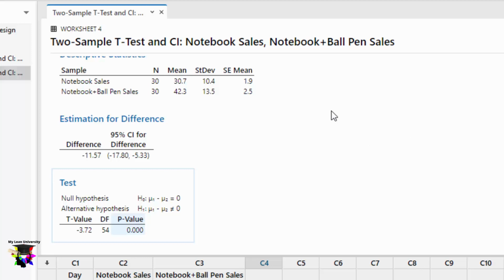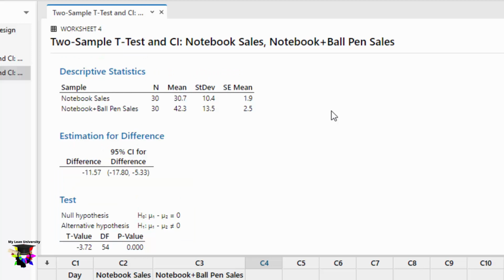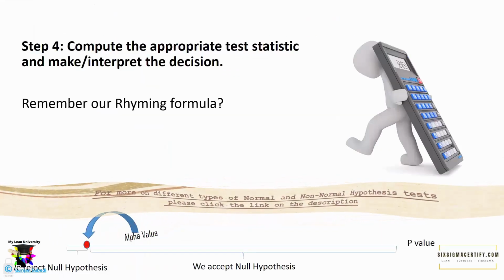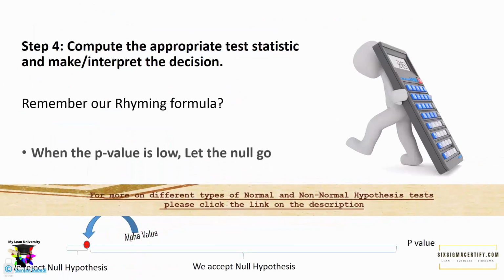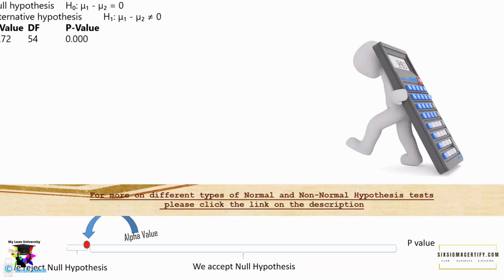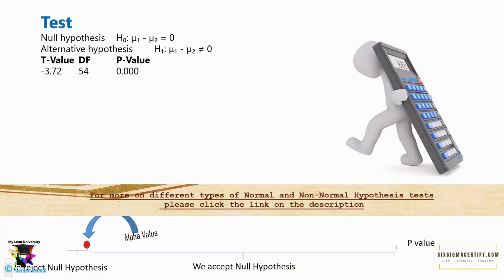The p-value is 0.00, which of course is lesser than the alpha value, which we set at 0.05 at 95% confidence interval. Now, do you remember our rhyming formula? When the p-value is low, let the null go, or when the p-value is high, the null fly. From the Minitab test, we got the p-value as 0.00. Now 0.00 is lesser than 0.05, which is the alpha value. So when the p-value is lesser than alpha, we should reject the null hypothesis.